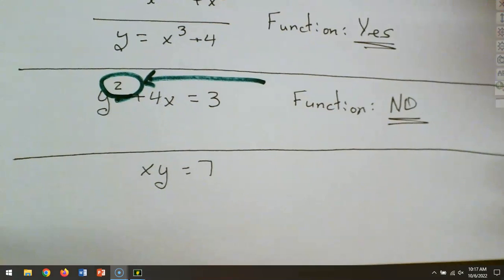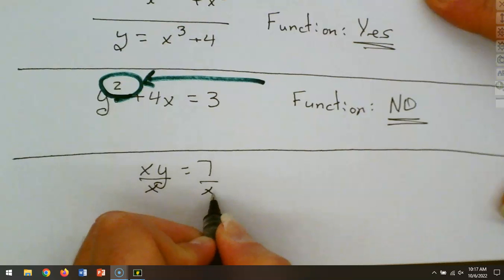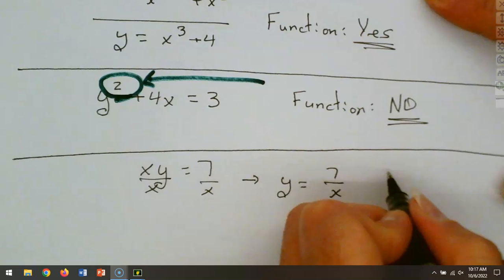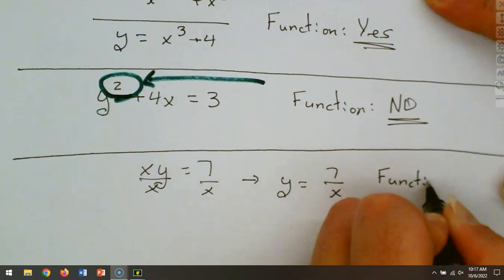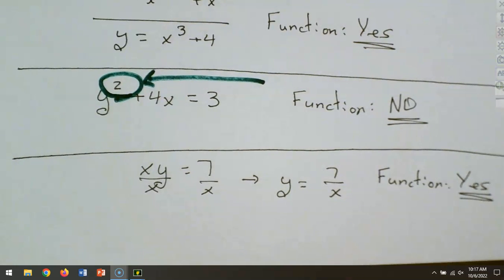Do you think this one would be a function? I think it would be. Why would this next one be a function? Well, I can solve it for y, right? I can divide both sides by x, and as long as you can get the y by itself, then yes, it is a function. So all you have to be able to do is solve it for y. That's it. Don't try to overcomplicate it. If you can get y by itself, it's a function.